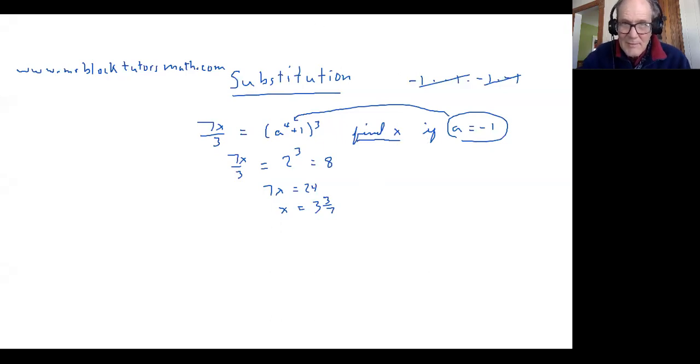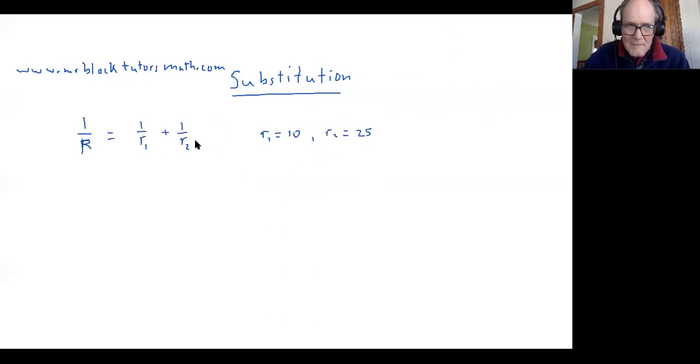Now let's get a little bit harder each time. This equation comes from a story problem about electricity, where you've got a circuit that has parallel sets of resistors, and resistor 1 is 10, resistor 2 is 25. Well, obviously, here's another easy case of just plugging in the numbers. So 1 over 10 plus 1 over 25.